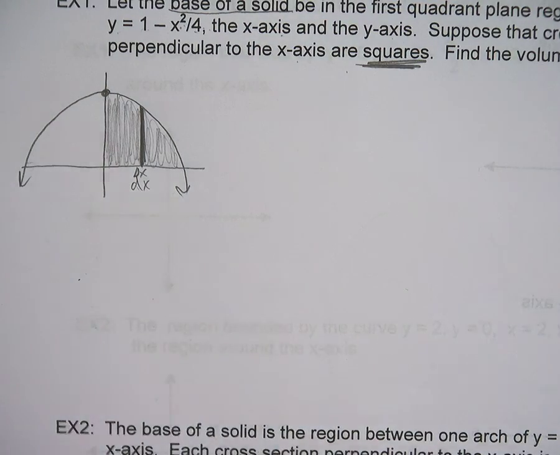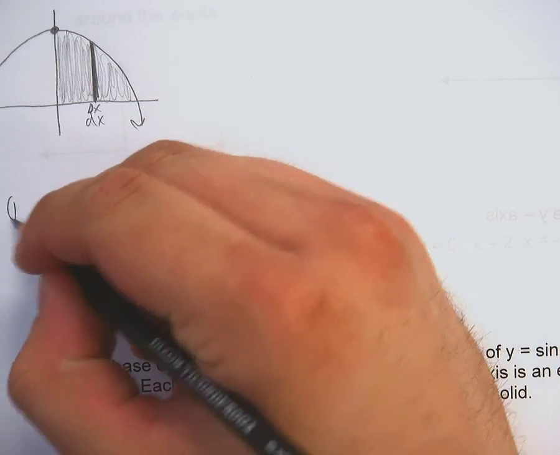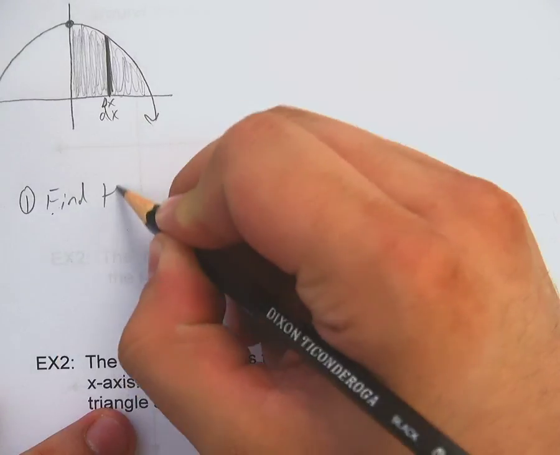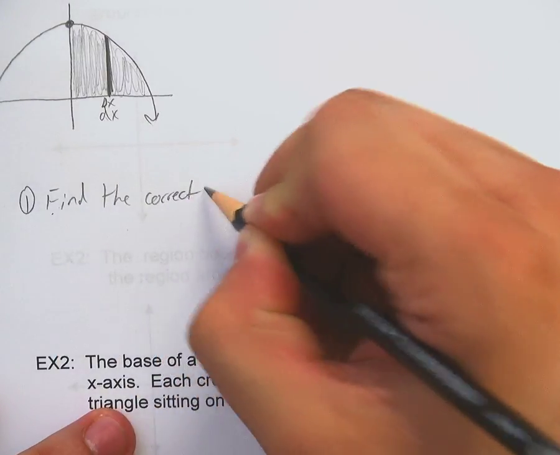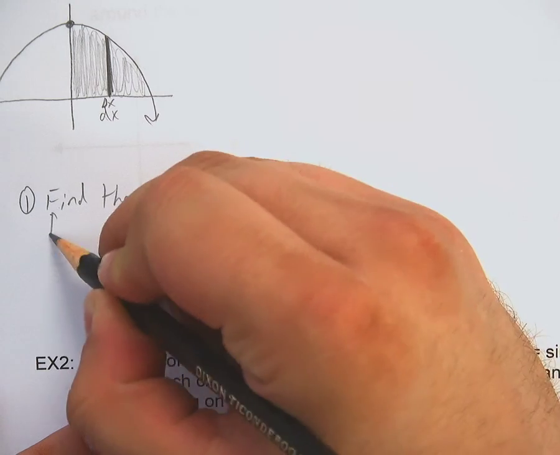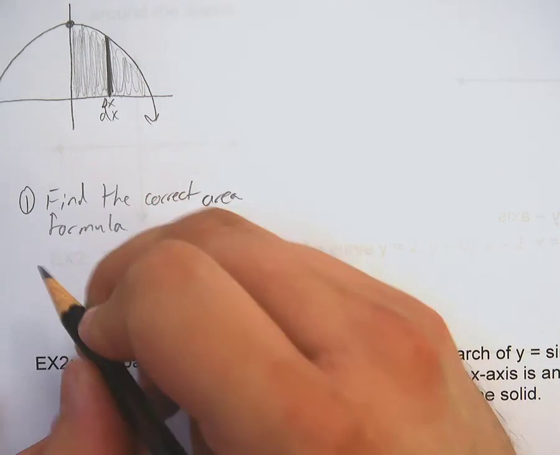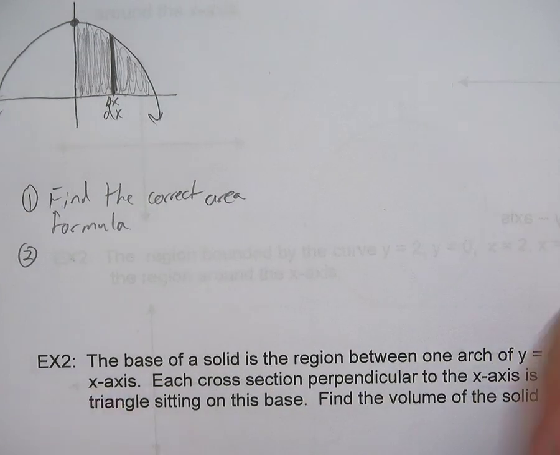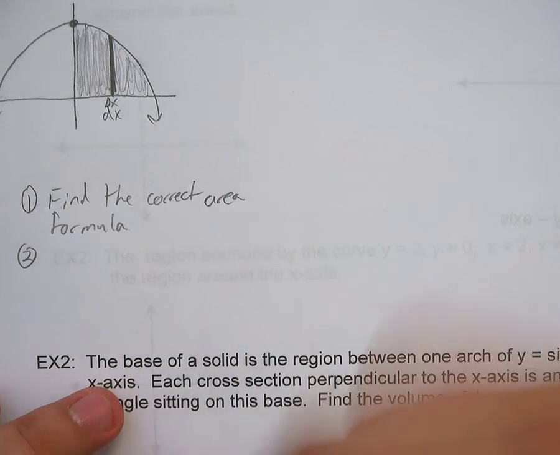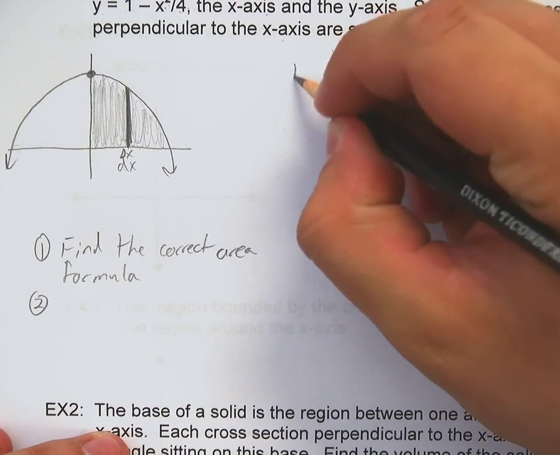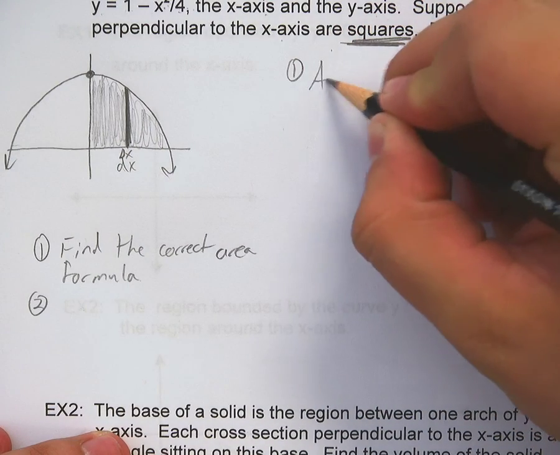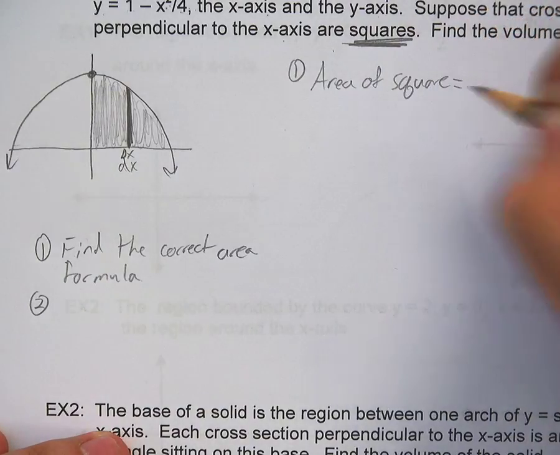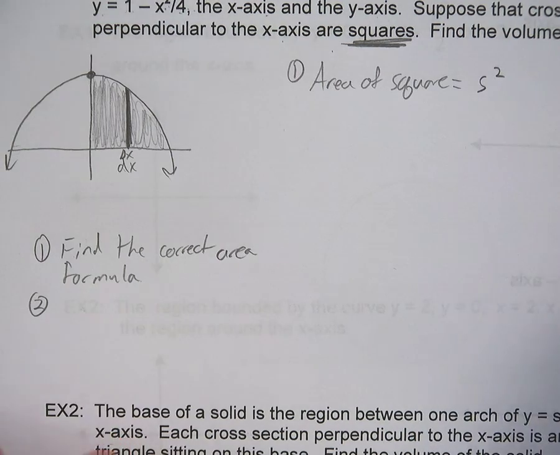The very first thing I need to do, I'm going to give you a list of steps here. Step number 1 is to find the correct area formula. For squares, it's s squared, but we'll get to that in a second. Actually, let's get to it now. Step number 1. Area of a square is s squared, the side squared, right?